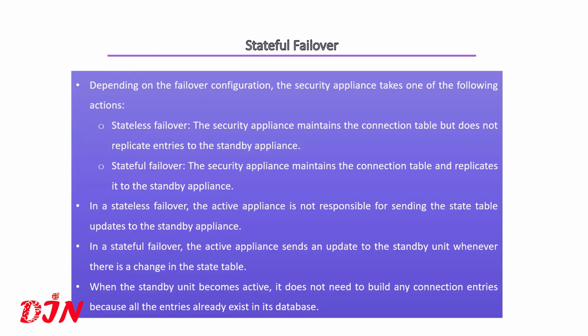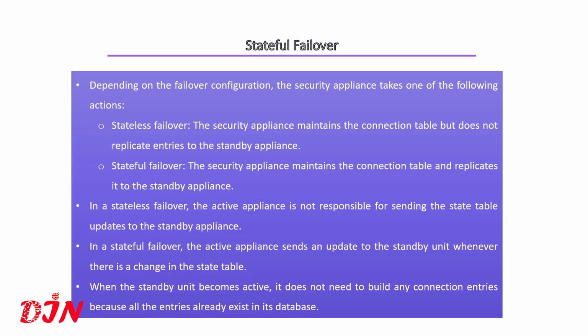Stateful failover. When a connection is established through the active appliance, Cisco ASA updates its connections table. A connection entry includes the source and destination IP addresses, protocol used, current state of the connection, the interface to which it is tied, and the number of bytes transferred. Depending on the failover configuration, the security appliance takes one of the following actions. Stateless failover: the security appliance maintains the connection table but does not replicate entries to the standby appliance. Stateful failover: the security appliance maintains the connection table and replicates it to the standby appliance.